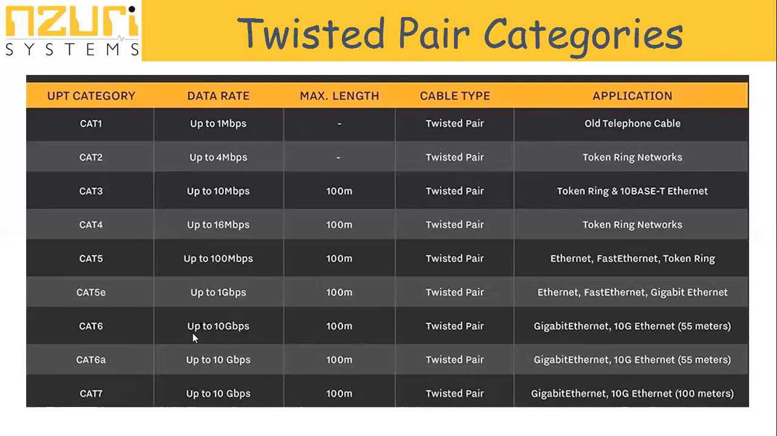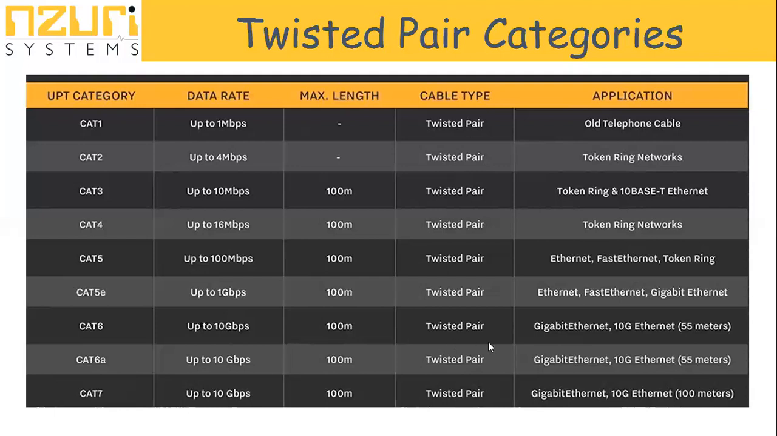Now we have category 6, right? With category 6, you can have speeds of up to 10 gigabits per second, though it is relative. It's not a very common type of cable you would see, and it runs up to 100 meters.